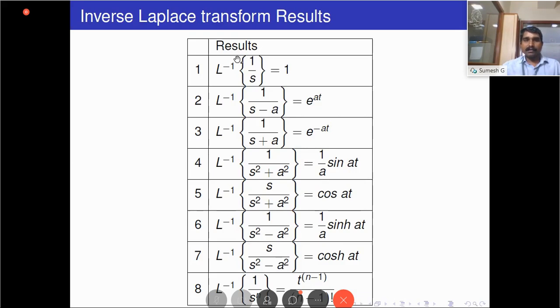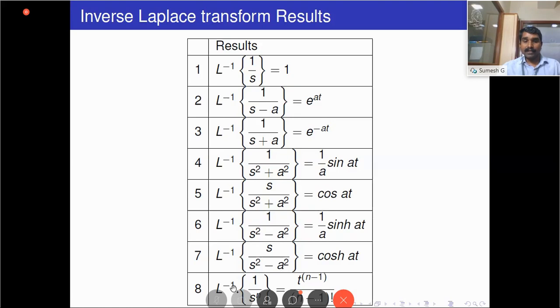These are the results in inverse transform. First result, inverse of 1 by s is 1. Inverse Laplace transform of 1 by s minus a is e raised to at. Inverse of 1 by s plus a is e raised to minus at. Inverse of 1 by s square plus a square is 1 by a sin at. Inverse of s by s square plus a square equals cos at. Inverse of 1 by s square minus a square is 1 by a sin h at. Inverse of s by s square minus a square equals cos h at.